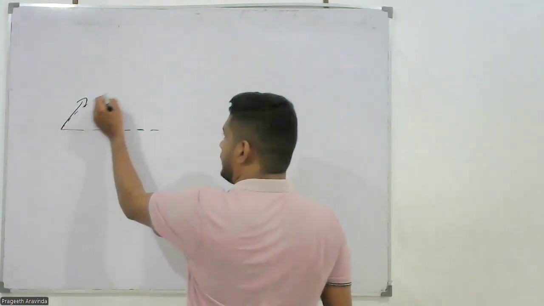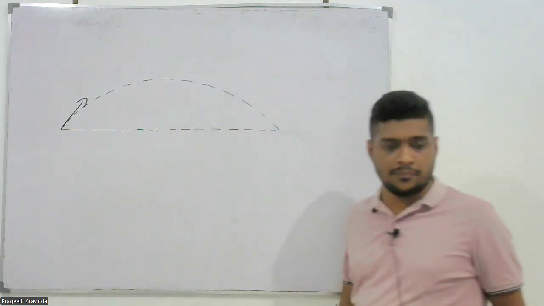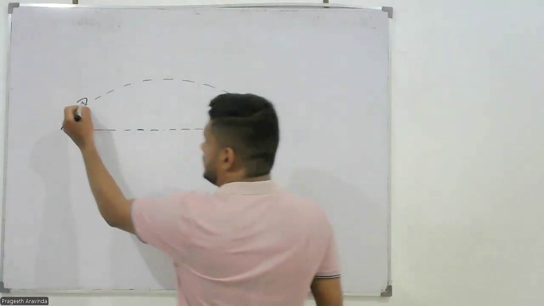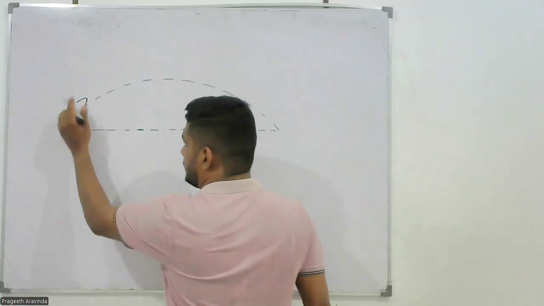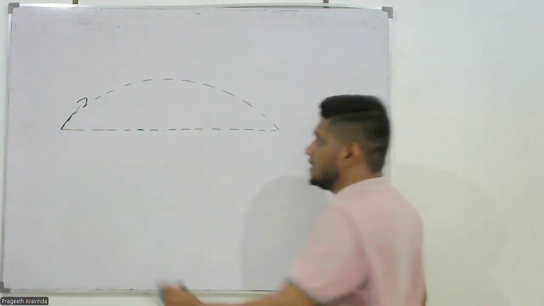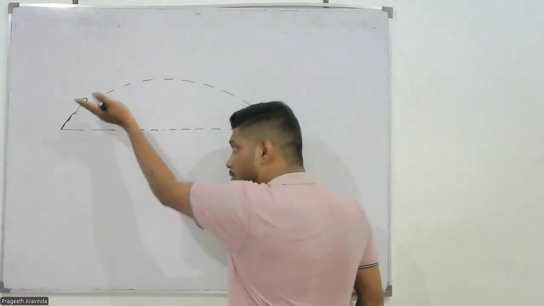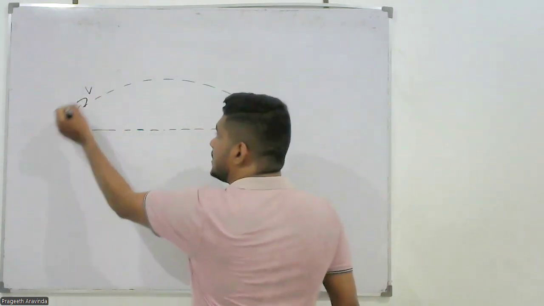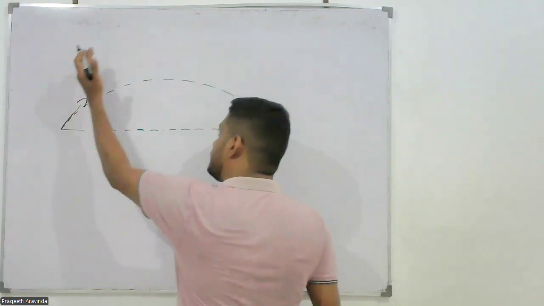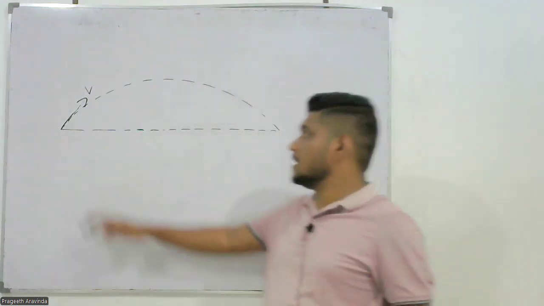Then it goes like this and reaches the ground level. Correct. So you can understand, due to this angle, it will move along this direction because of one component of this velocity, and it will lift, it will move up and then again return to the floor because of this velocity.